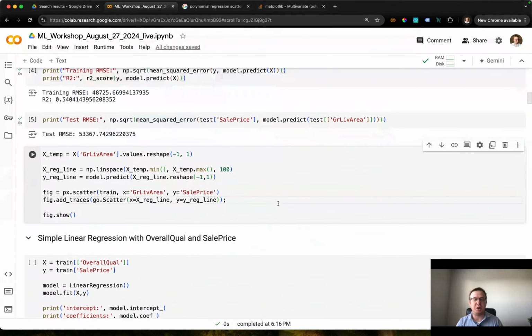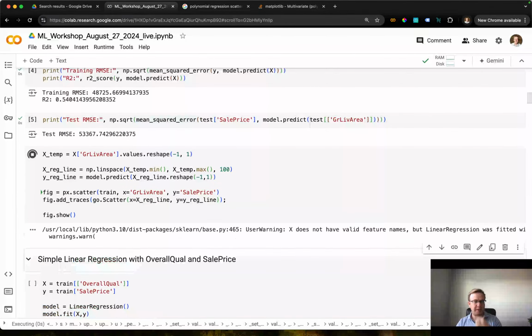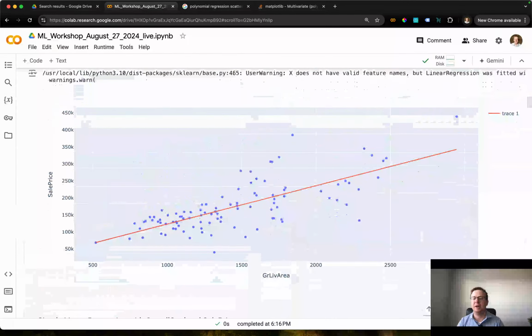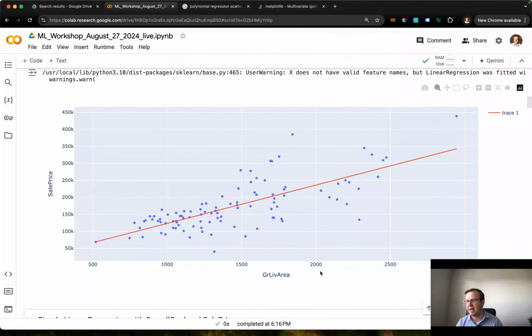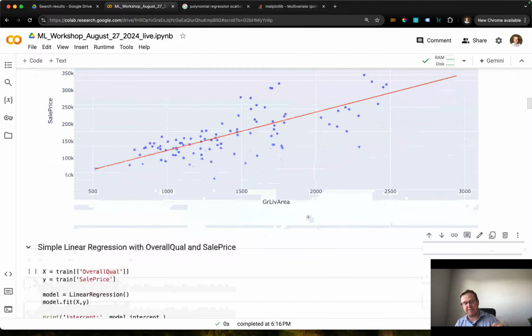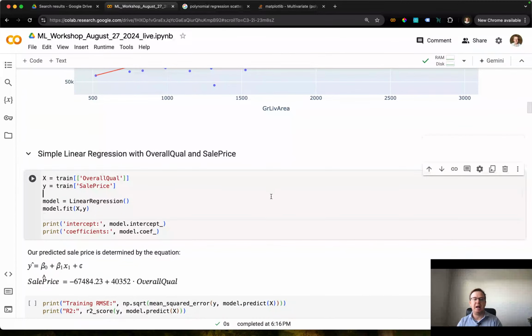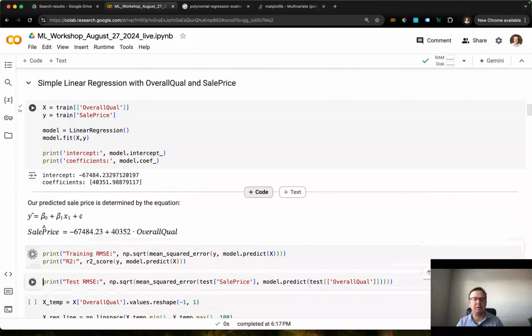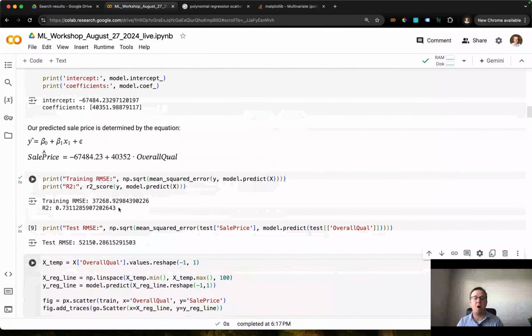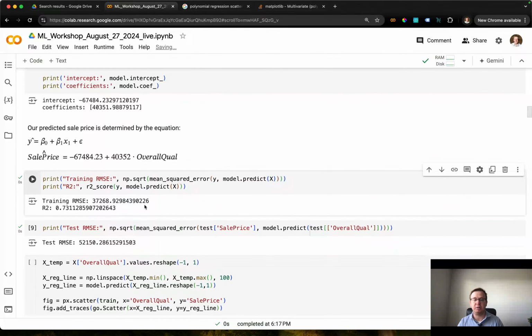As a reminder, here's our line of best fit, and we'll come back to this in a minute. You've seen this line of best fit 10 times at this point. Let's go again, but let's choose a different X variable, overall quality. Overall quality is a much stronger predictor, right? Our root mean squared error is much better. Our R squared is also much improved.